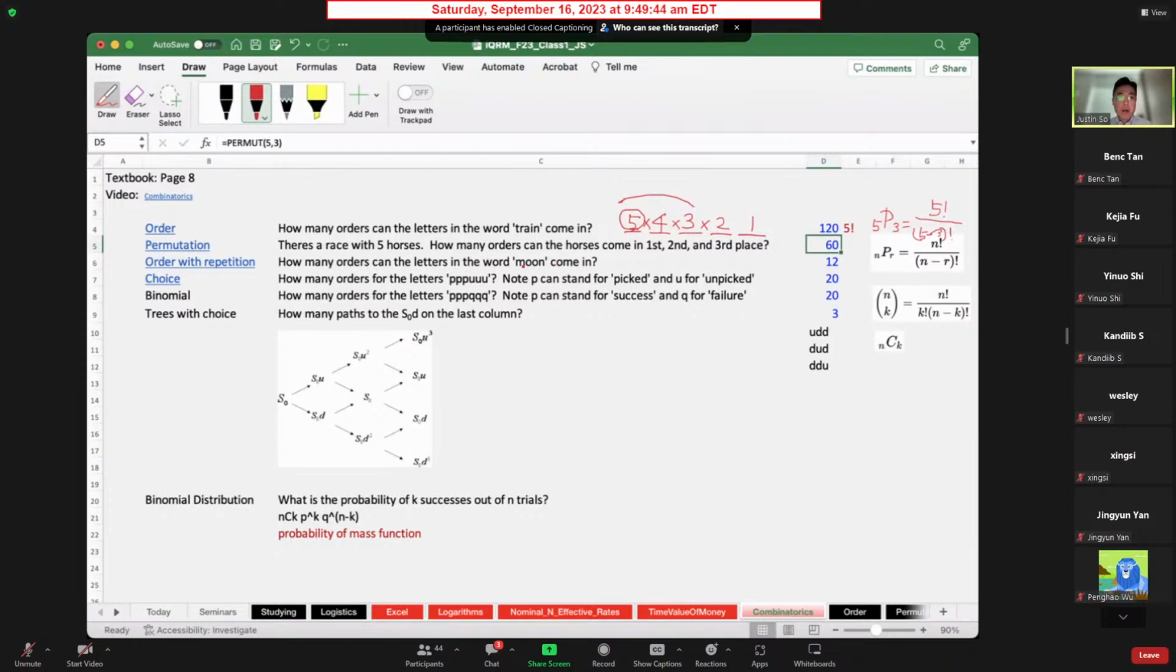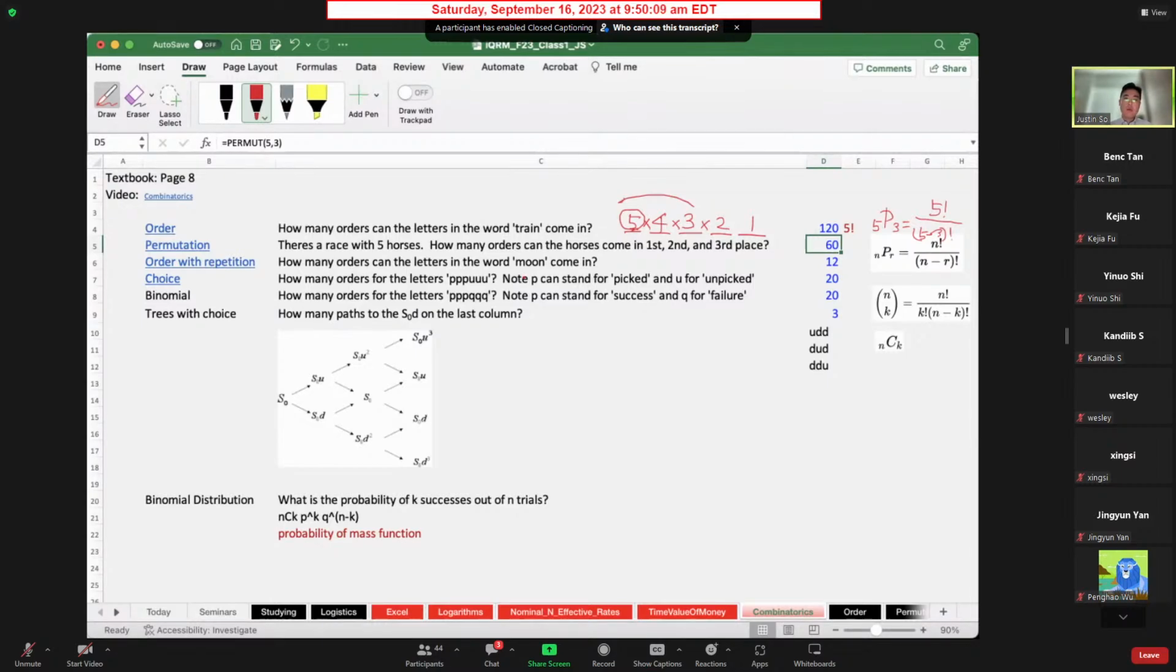Okay, now order with repetition. We want to make an order of the word moon. There are 4 letters in there with 2 O's. So how do you count what unique words you can make out of this? It's slightly different.